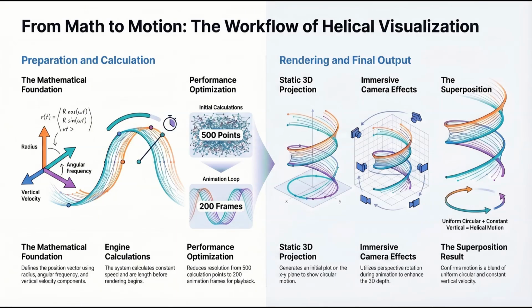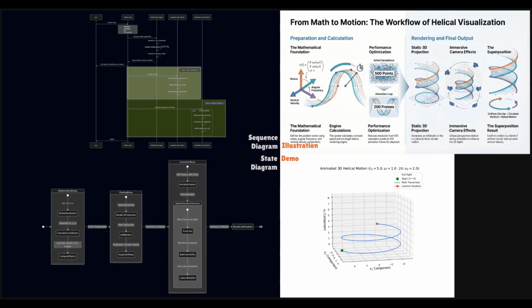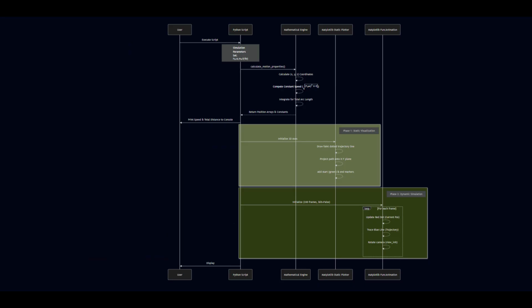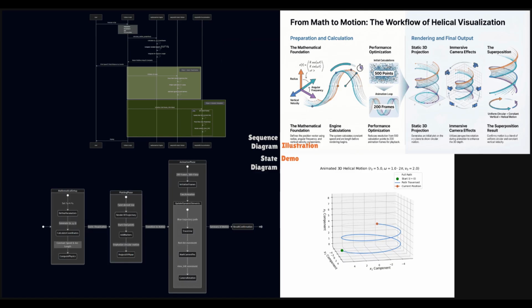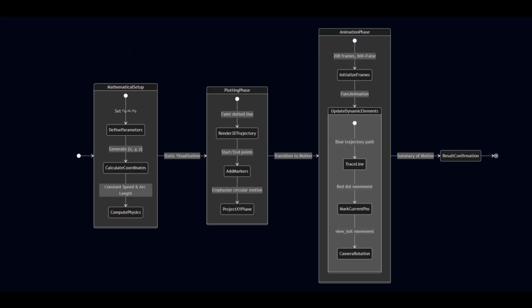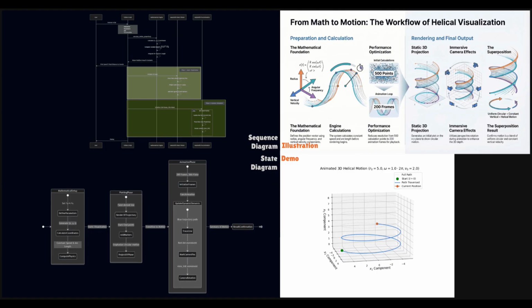The static phase. Here, the focus is entirely on the spatial path. The system renders the entire spiral at once, like a map, highlighting where the journey starts and ends. By projecting this path onto a flat surface, it confirms that while the object climbs, its footprint remains a perfect circle.